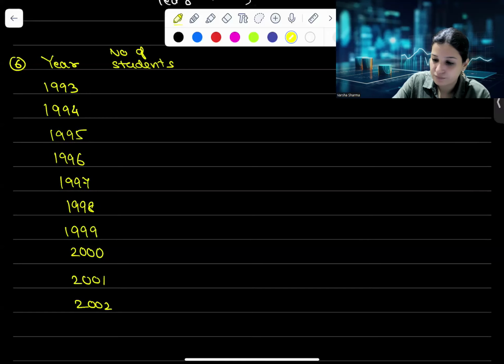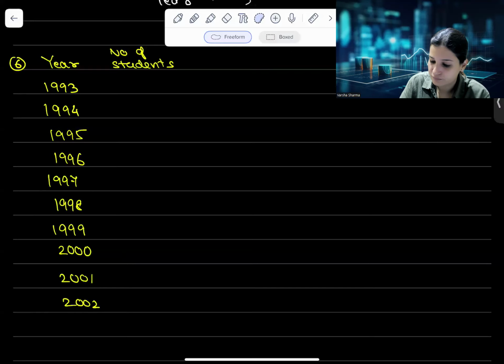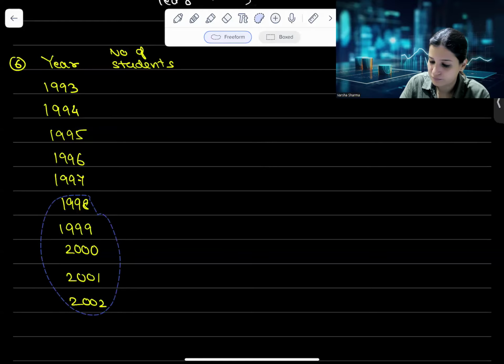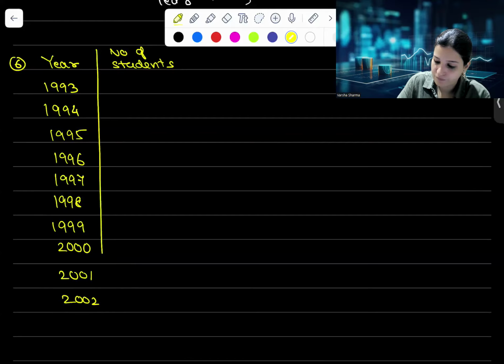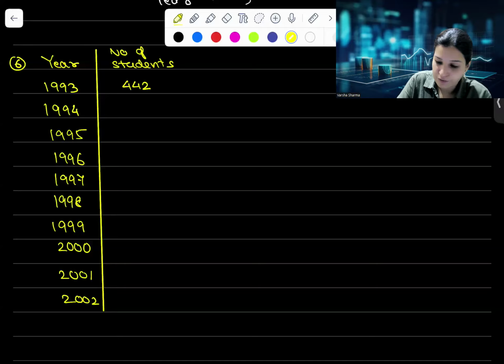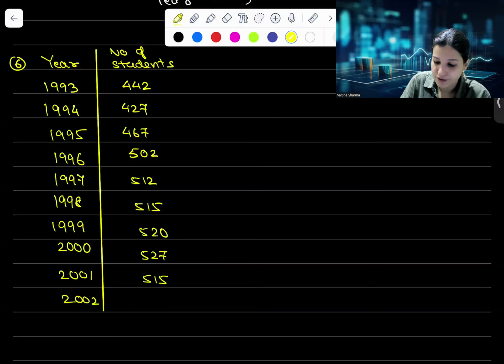Then the values. 442, 427, 467, 502, 512, 515, 520, 527, 515, 541.